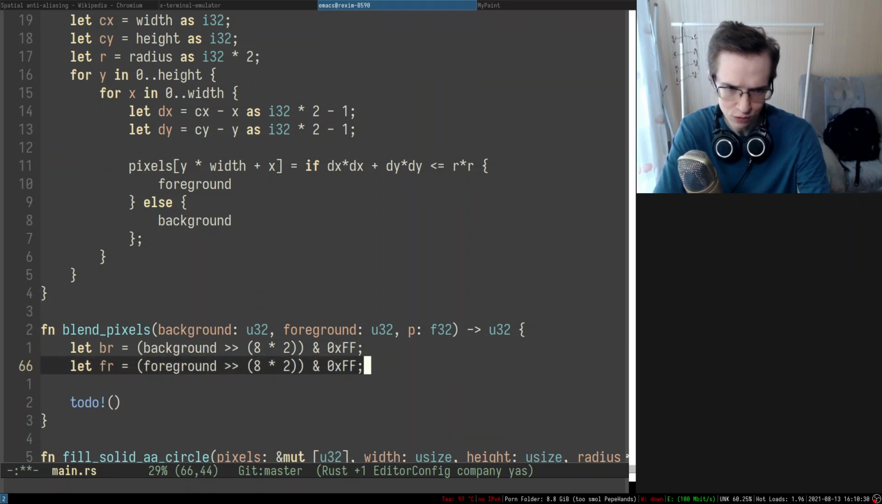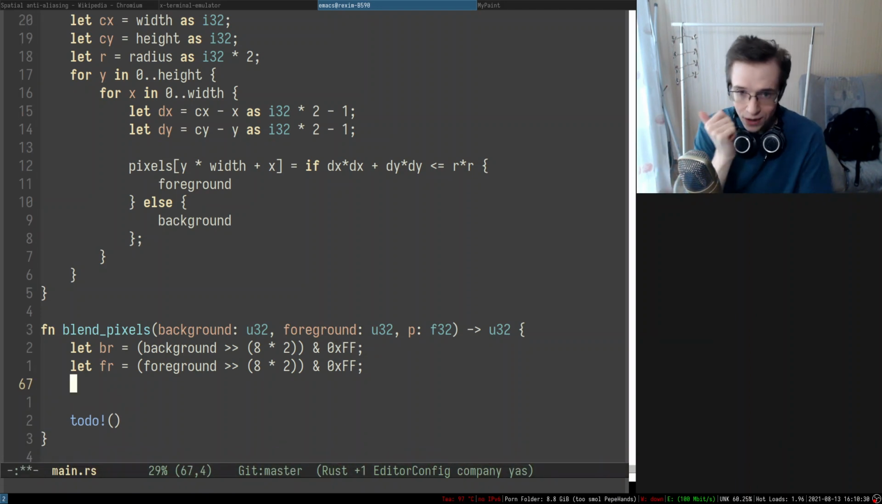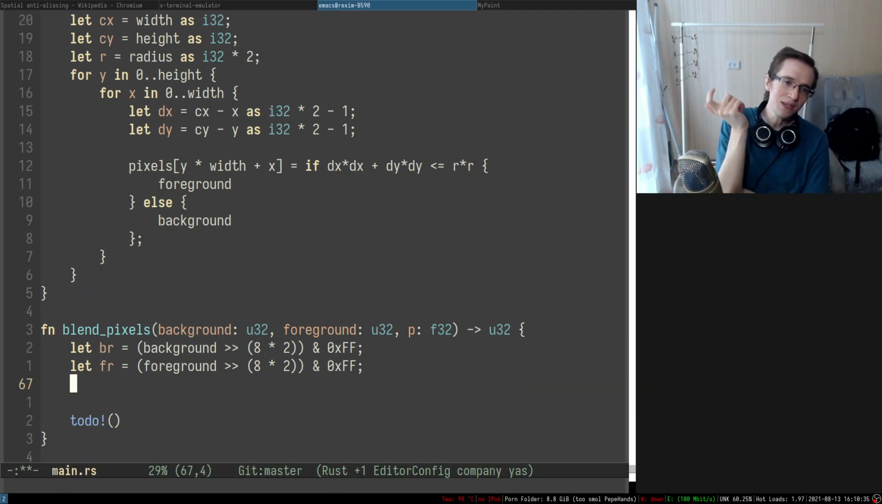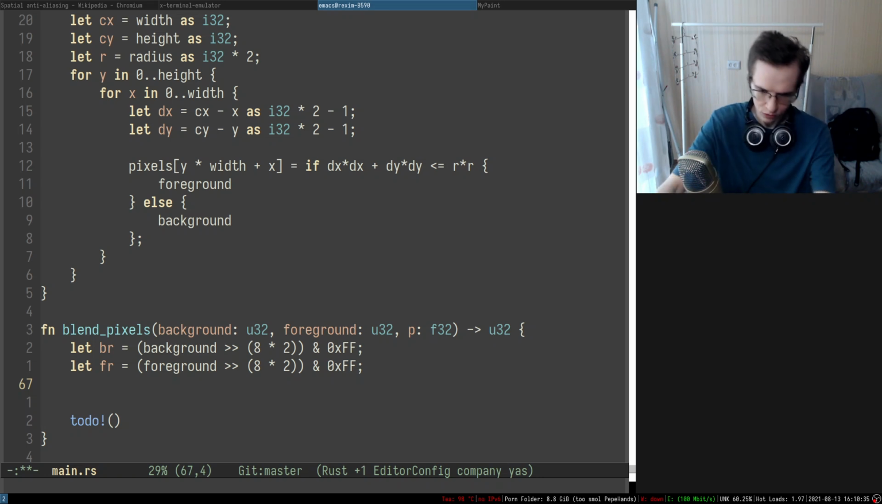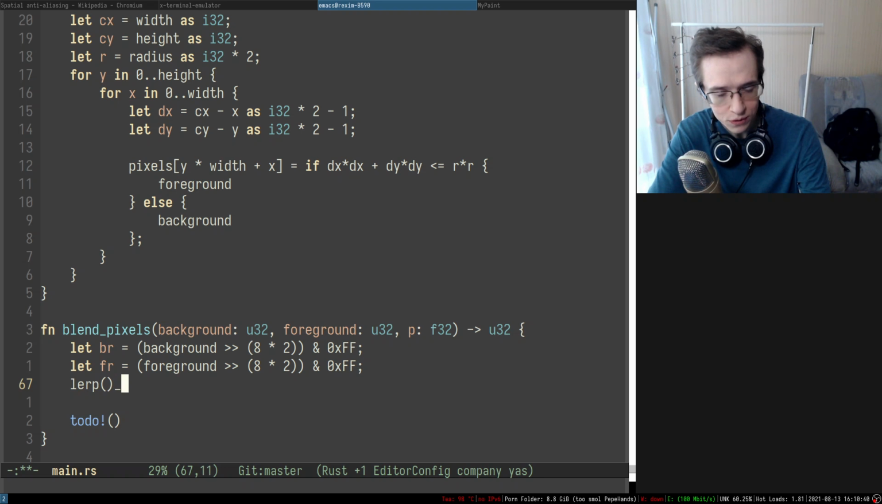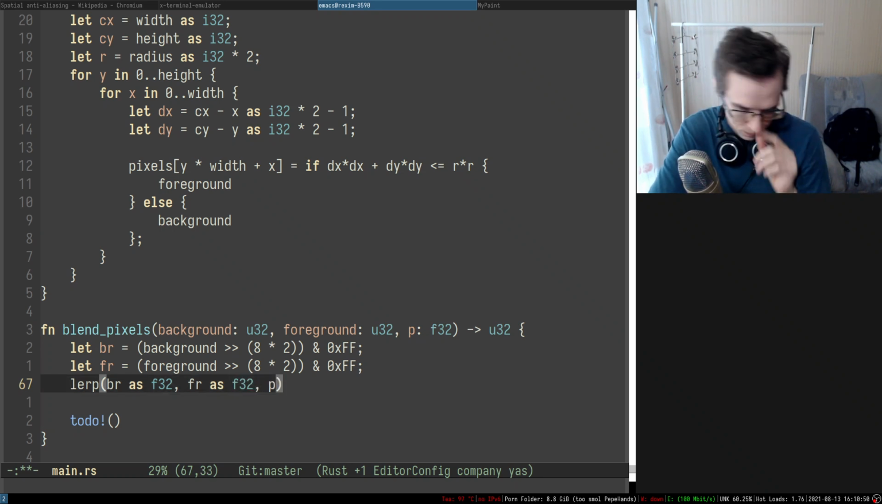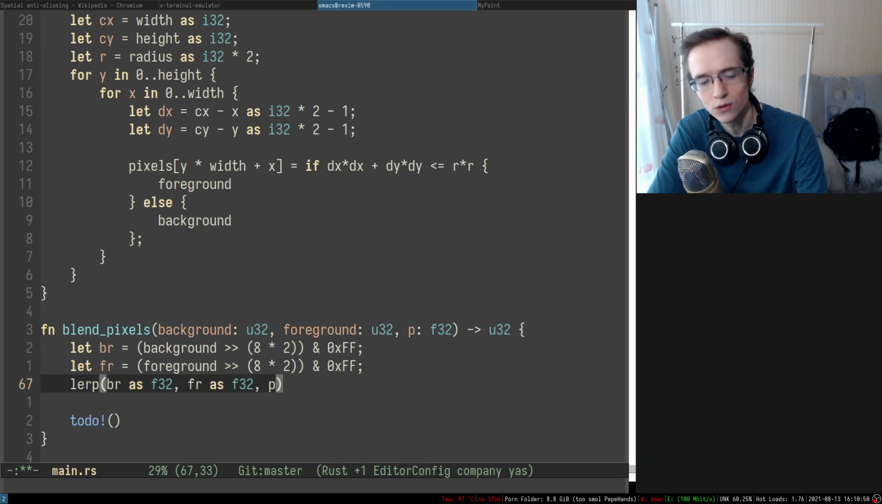The same thing has to go to the foreground. So this is the background and foreground red. The final red is going to be basically a lerp between BR and FR. So we'll have to do something like lerp. But before we can do lerp, we'll have to convert it to float, so FR as F32, and then we're going to use this thing.